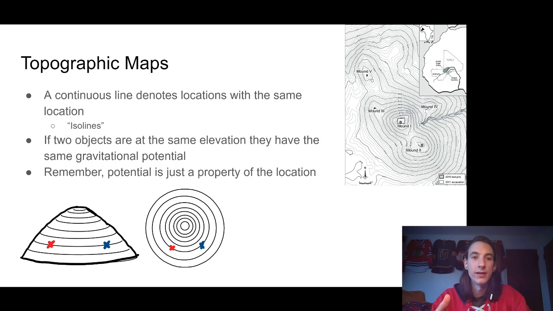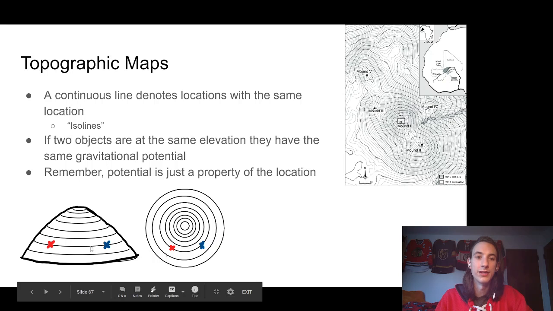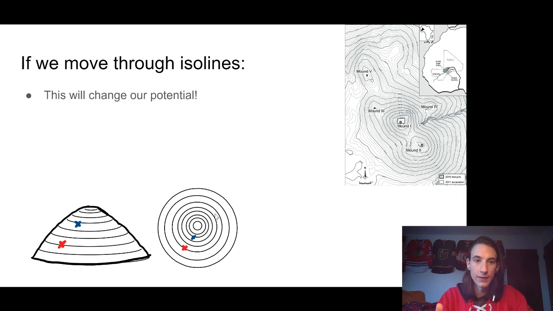So we can do the same thing with objects: if two objects are at the same elevation, then they have the same gravitational potential. We just said gravitational potential is a property of the location. So if we're at the same height, then we have the same gravitational potential. If two objects are on the same isoline, they have the same potential. And if we move from one isoline to another, then we are changing the amount of potential.